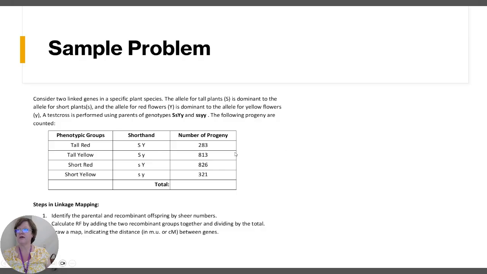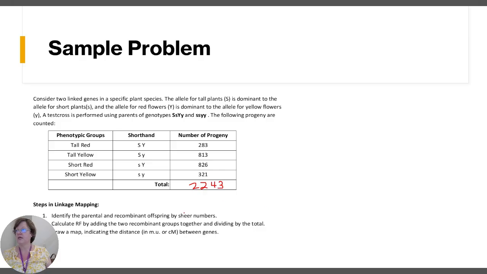And so you count up the number of offspring, and the first thing you have to do is add these up. So 283, I have my calculator here, 813, 826, and 321. So 2243 is my total here.